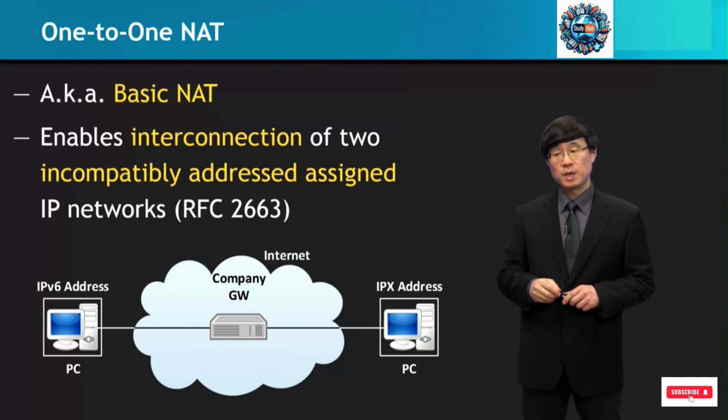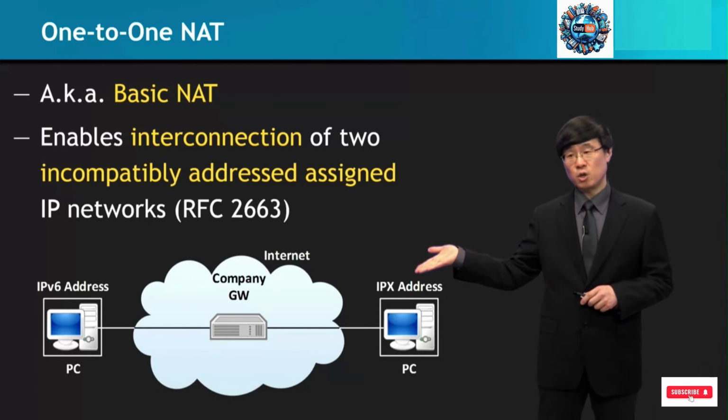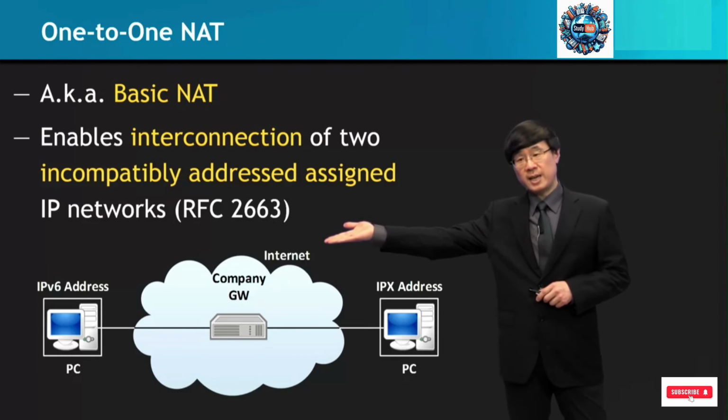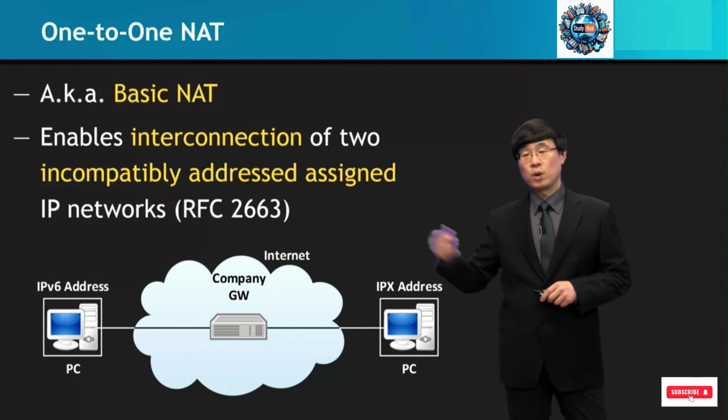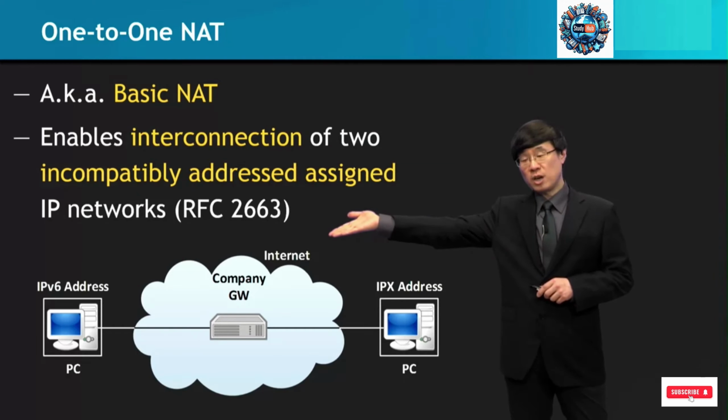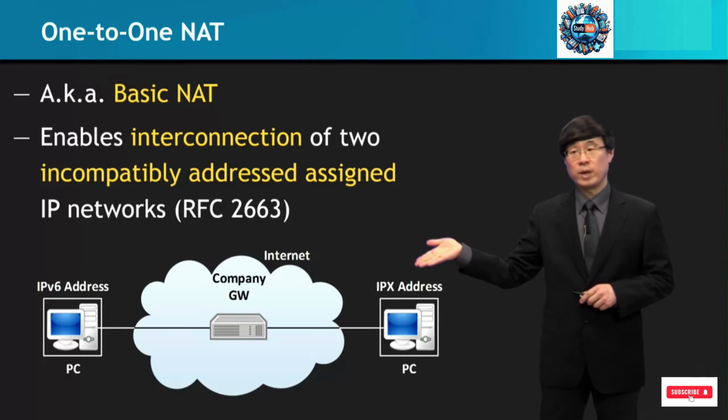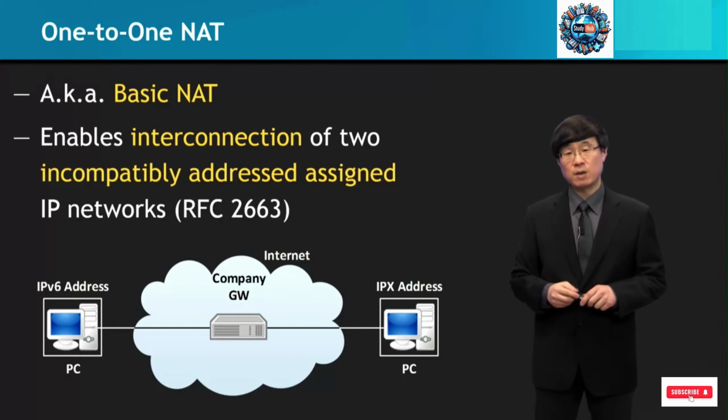For example, if there's an address structure within a company that is used and an address structure outside, well, typically, the address structure outside may have a problem when connecting to an IP address within the company network. And therefore, this is when basic NAT, one-to-one NAT, can be very effective.